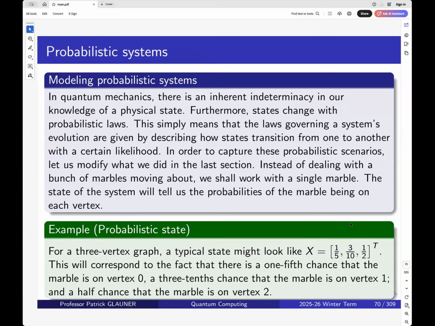It is very important that we have a valid probabilistic state, that all of these entries add up to 1. What they mean is there is a 20%, so 1/5 chance that the marble is in position 0, a 30% chance the marble is in position 1, or a 50% chance that the marble is in position, or vertex or node, whatever, 2. Are you okay with that definition of a probabilistic state? Maybe just confirm.